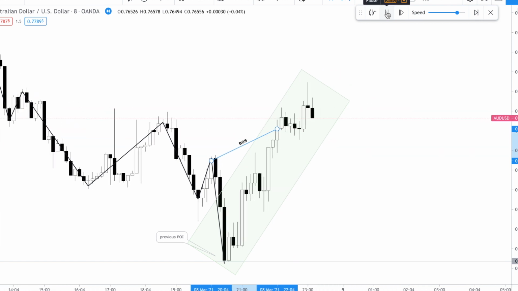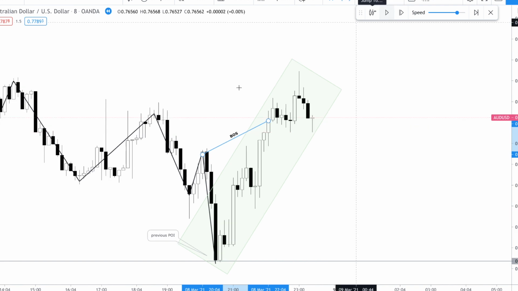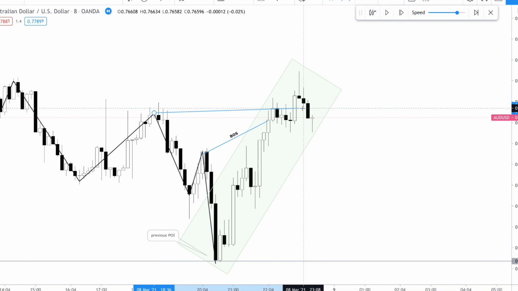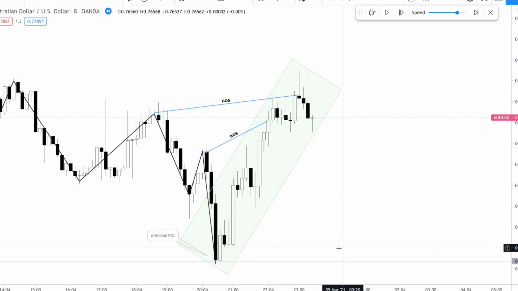So I like to do this in replay mode. At first, I'm like, okay, break of structure. And then the market doesn't retrace. It's still going up and breaks another point of structure. So this is my actual real break of structure, until we start getting deep retracements. And then I'm like, okay, let's look for the point of interest. So the point of interest I see here.